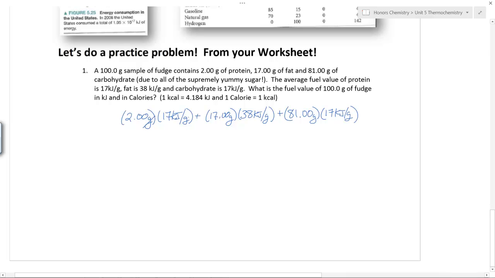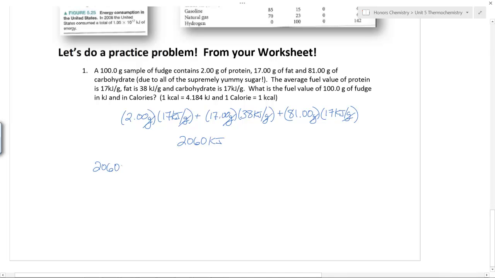Now, as you can see, the grams all cancel out, so our final unit is only going to be kilojoules. If you plug this into your little voodoo box, also known as a calculator, you'll see that there is a total of 2,060 kilojoules of energy found within 100 grams of fudge. The second part of the question wants us to identify how much that is in calories. So we have to do a quick little conversion.